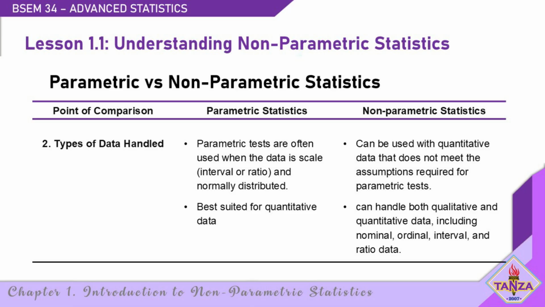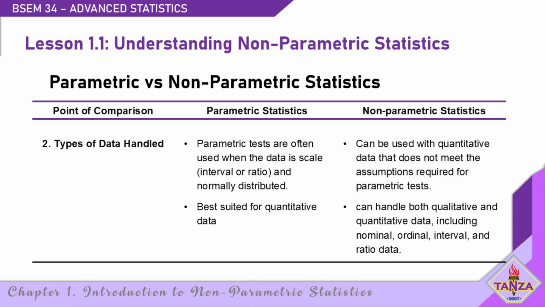On the right, non-parametric statistics. These are more flexible. You can still use them with quantitative data, but they're especially helpful when your data doesn't meet the strict rules of parametric tests. Even better, they can also handle qualitative data, like nominal, categories like gender or color. Ordinal, rankings like first, second, third. As well as interval and ratio data. So, non-parametric works with almost any kind of data, not just numbers.